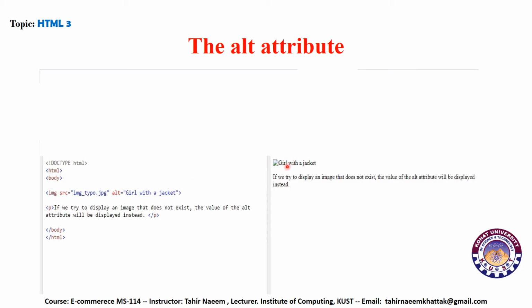So look here, girl with a jacket, which I have specified in alt. This text I have written in the alternative, so the browser will display girl with a jacket. So this will be displayed. The alternative text will be displayed if the image is not supported, or if there are any other issues regarding the image which I have given in my code.